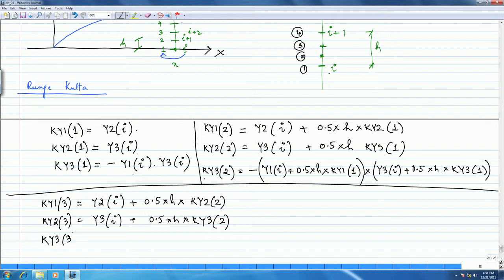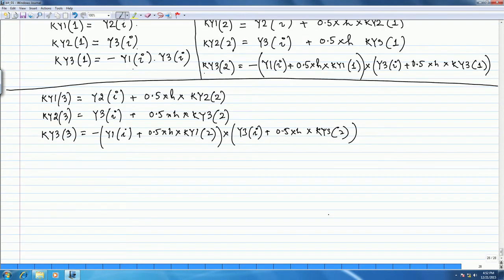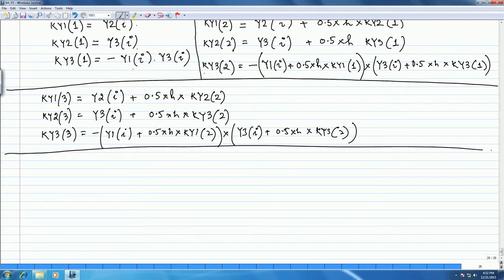ky3 3 is equal to minus y1 I plus 0.5 into h into ky1 2, right, in this case 2 into y3 I plus 0.5 into h into ky3 2, right. So that's at the third point, and what do we have at the fourth point?